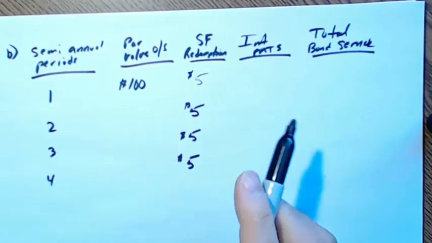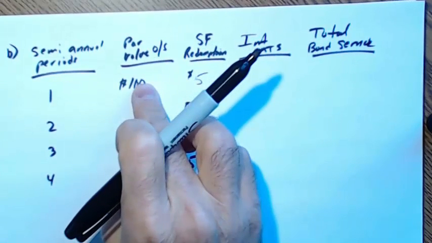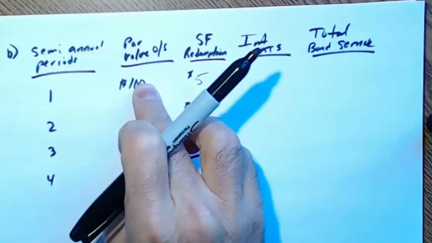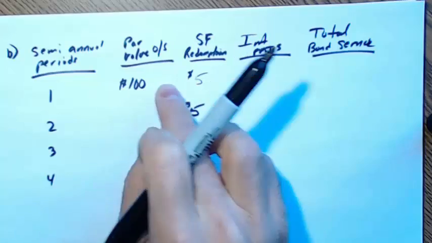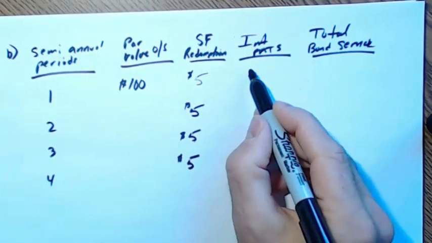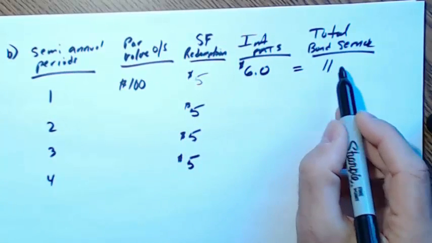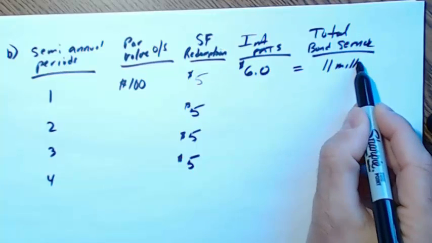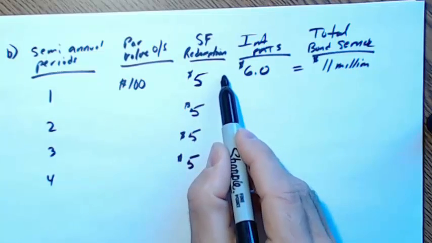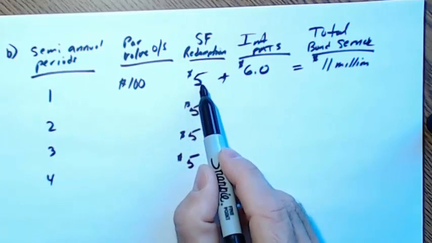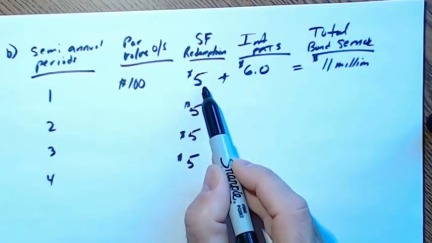This will be fixed. The interest payments, recall how a mortgage works. It's basically the principal outstanding at the beginning of the period times the interest rate. The interest rate is 12% per year, but it's semi-annual, so it's 6%. And so 6% of $100 million is $6 million, which means the total debt service for this bond in the first semi-annual period is $11 million. Okay, so $11 million, $6 million of it is associated with interest payments. $5 million is the reduction of principal.